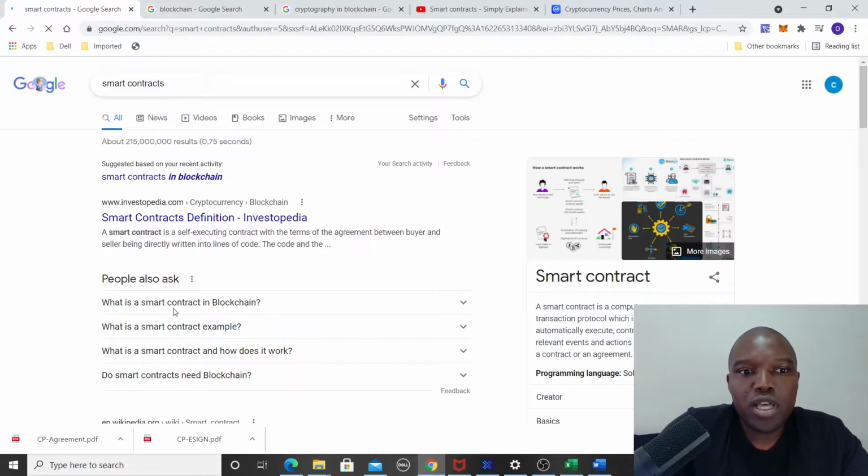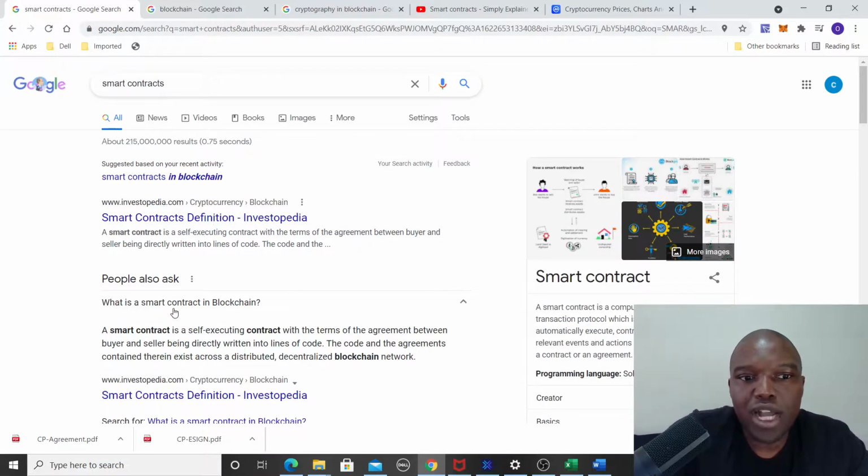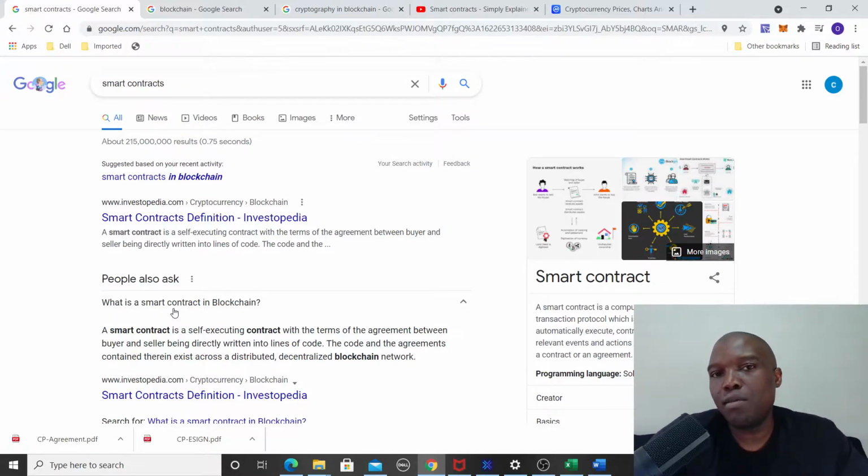So on Google, it says, what is smart contracts in a blockchain? A smart contract is a self-executing contract with the terms of agreement between buyer and seller being directly written into lines of code. The code and agreements contained therein exist across a distributed, decentralized blockchain network. So to me, this is the most powerful technology that cryptocurrency has to offer: smart contracts.